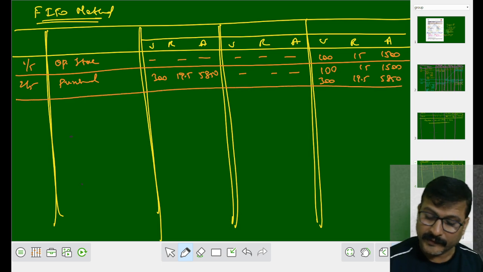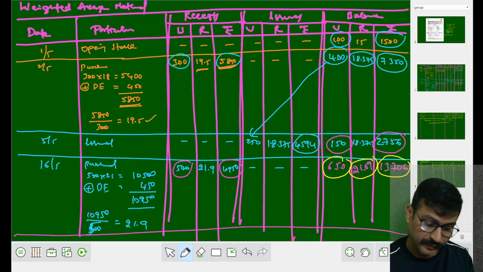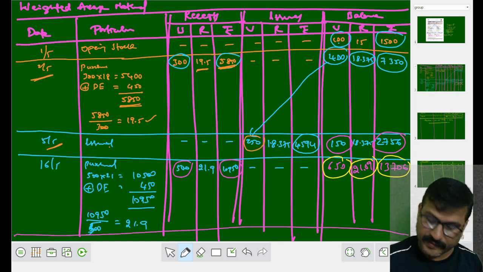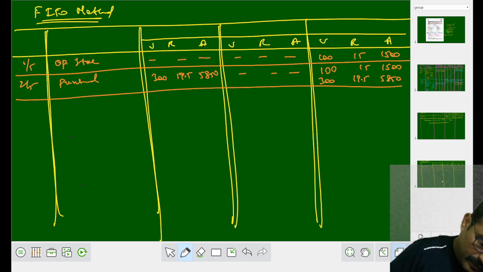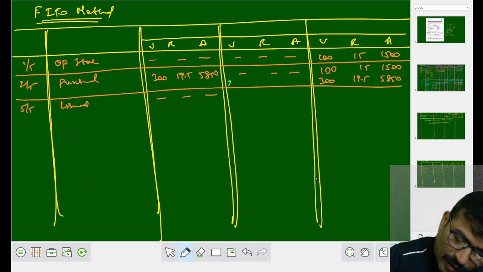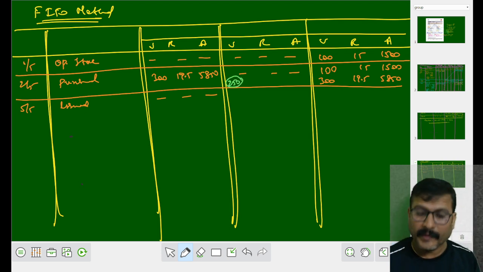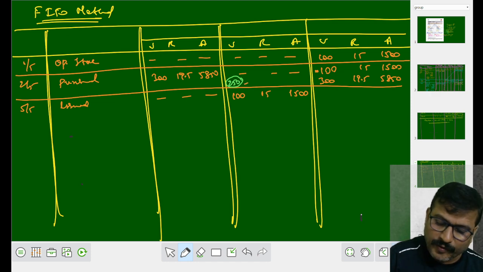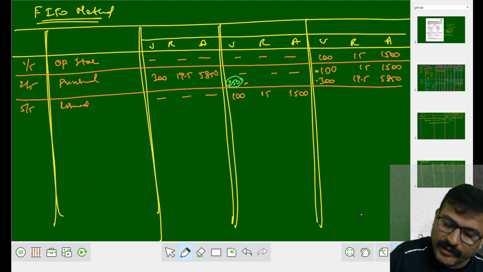5,850. Next what happened? After 2nd May, on 5th May issued how many units? 250 units. On the top you write 250. What method are we following? We are following the method of FIFO, right? When you are following FIFO, issues are to be made from the first lot: 100, 15 rupees, 1,500. Out of 250, my dear children, 100 is given. Still left out is 150.